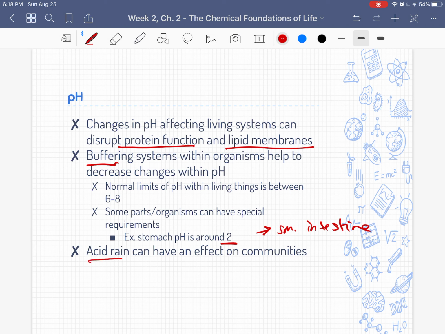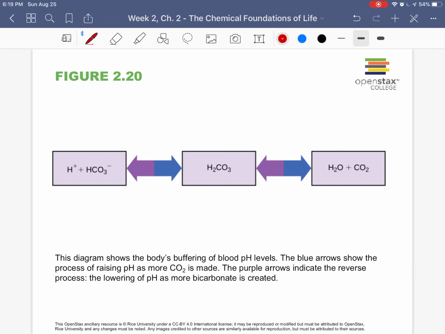Another example of pH in living systems is acid rain. Acid rain can have an effect on communities, on plant communities. If the rain is too acidic, the plants aren't going to be able to grow and function correctly. If plants aren't growing, herbivores can't eat them, or will run out of food, and it can affect the community at multiple levels. That's one of the reasons why there's concern about the sulfuric output of industry, because we don't want to change the pH of our condensation.